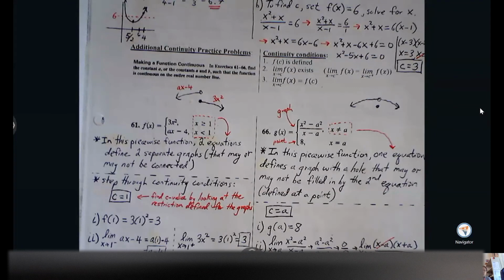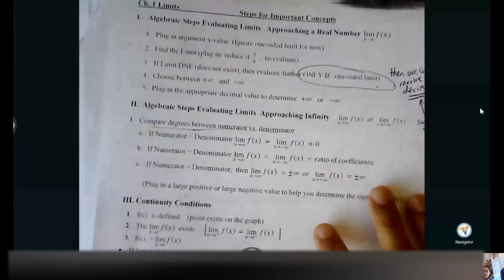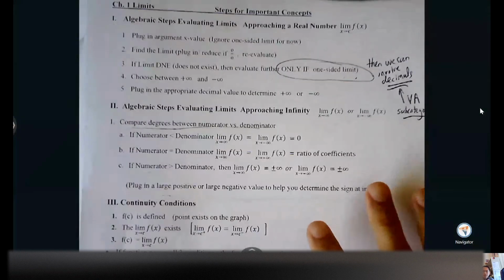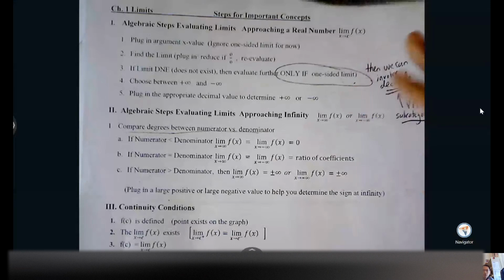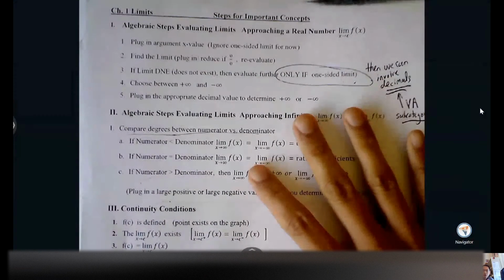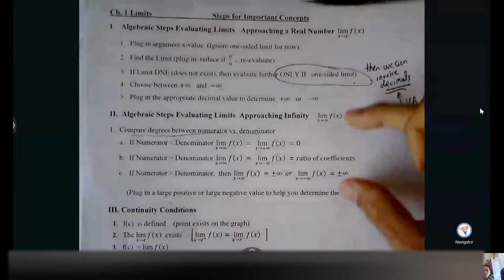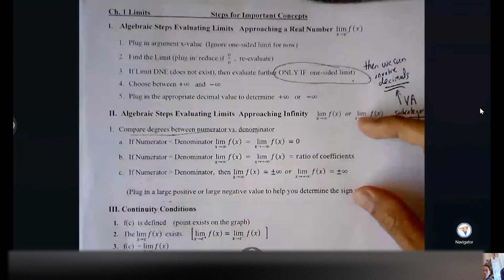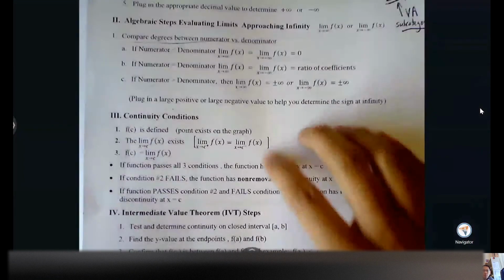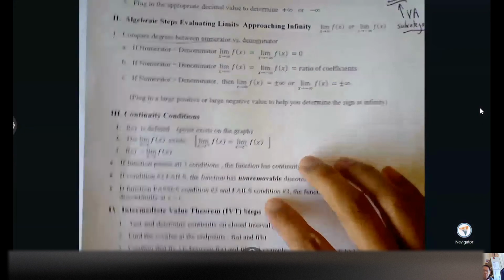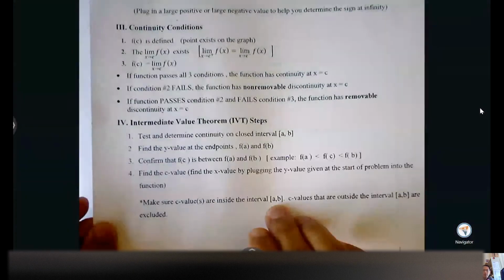Okay, we're going to spend tomorrow going over this limits review, and I encourage you guys to print this out as well. On the test, you'll be allowed to use this concept sheet. It spells out the steps for evaluating limits, has the steps for continuity conditions, and also has IVT steps.